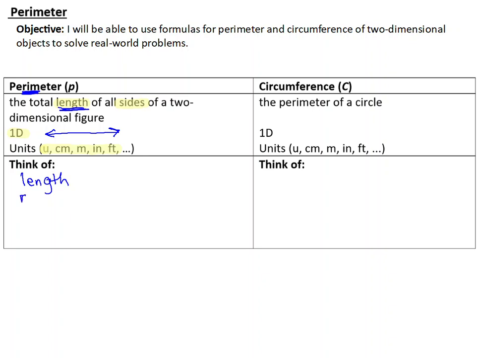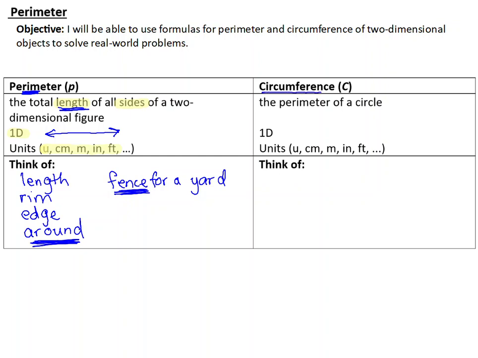perimeter, rim. That helps us think of going on the edge of a figure, going around a figure, very much like you would think of the fence for a yard. The fence of a yard goes around the yard. That is perimeter. Then we have circumference, usually represented by the letter C, capital C.